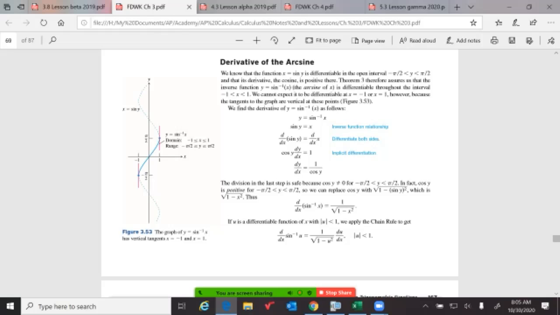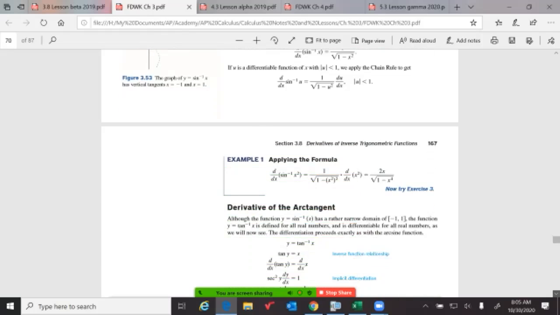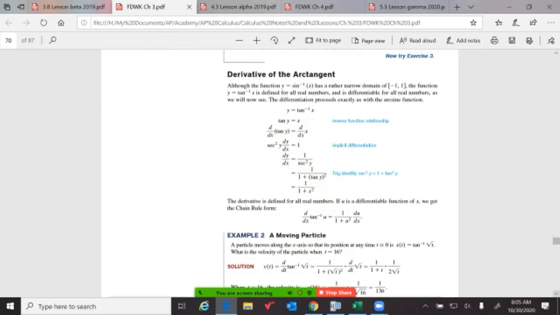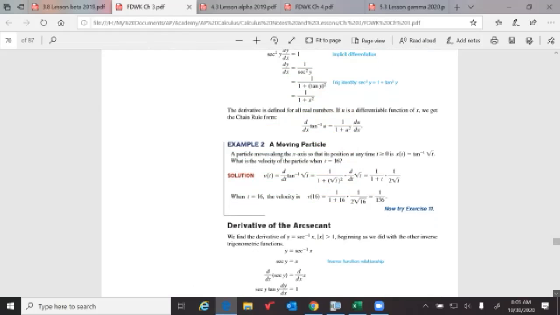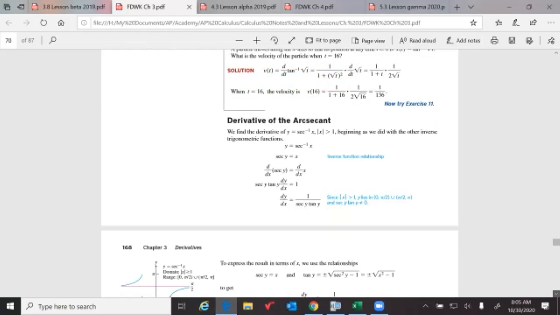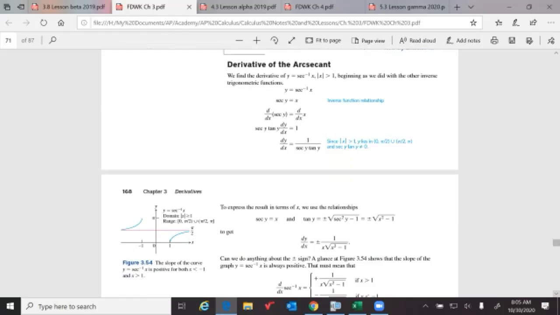The other part of the alpha lesson is we did the arctangent by the same method, implicit differentiation, and you got a different algorithm for that. So we're moving on today to the arcsecant. Same method. So we have this.